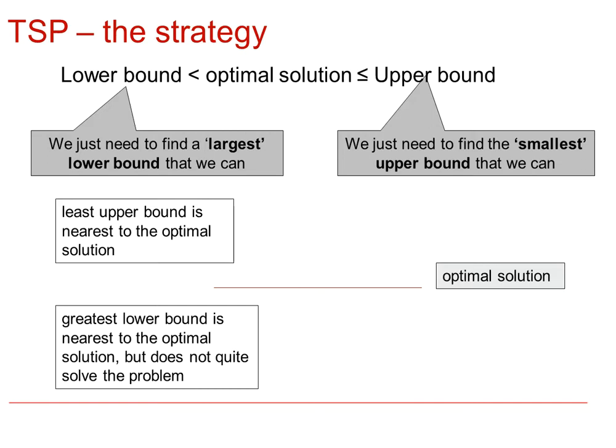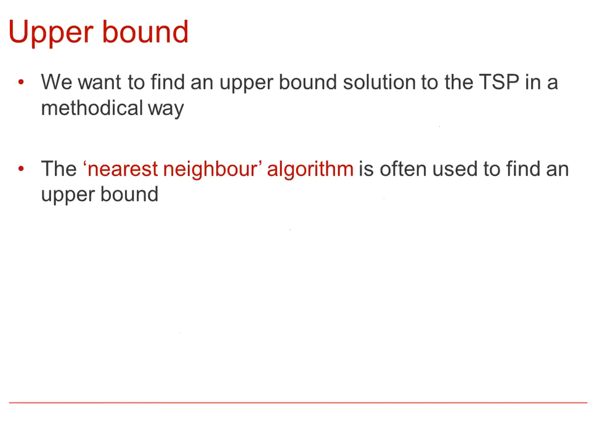In this video, we're looking to find an upper bound, which is the smallest one we can get, and therefore the nearest to the optimal solution. We want to find an upper bound solution to the travelling salesperson problem in a methodical way. We can use the nearest neighbour algorithm.